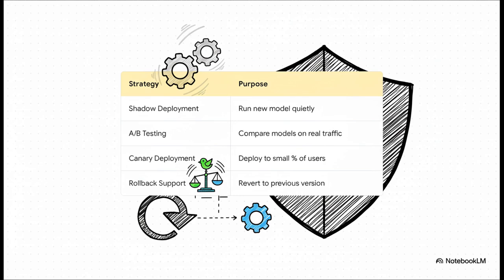This slide right here is your safety net. Shadow deployment lets you test on live traffic with zero user impact, which is incredibly safe. A/B testing gives you that direct statistical comparison on real users. Canary deployments let you roll things out gradually. And absolutely critical, you have to have the ability to roll back to a stable version instantly if anything goes wrong.